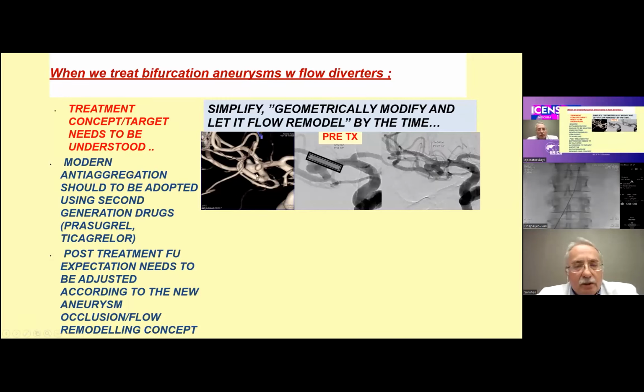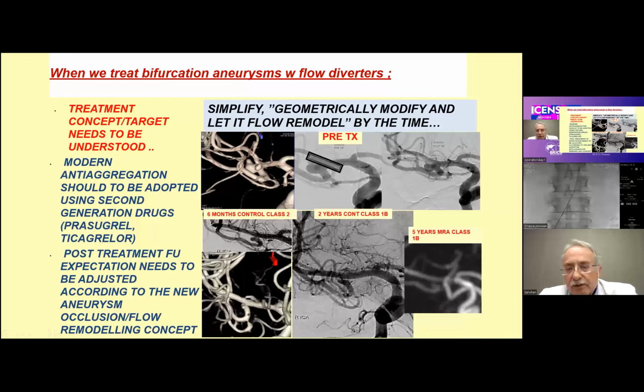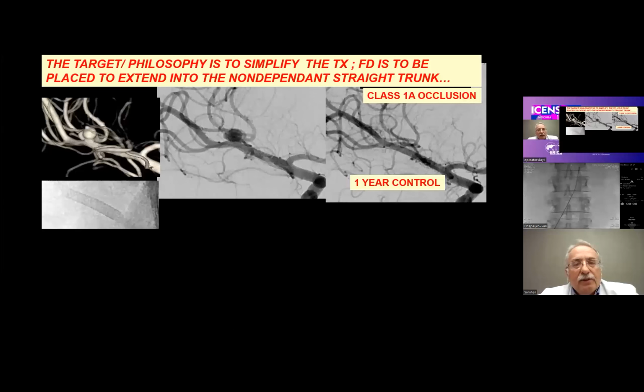This is a complex aneurysm, bilobed, and another lobule at the neck. And this is the 6 months and 2 years after nice remodeling. Again, the target philosophy is to simplify. What is simplification? Of course, the straight axis. Just place the flow diverter.